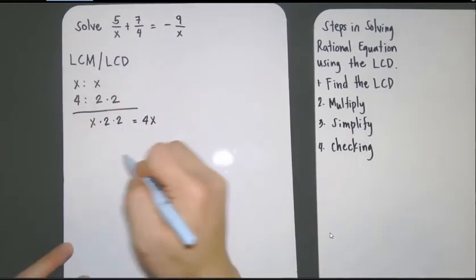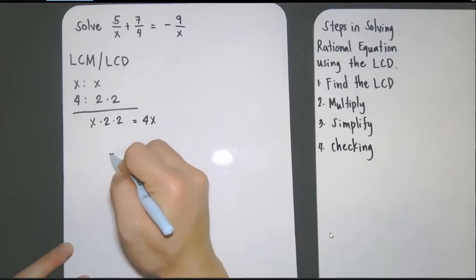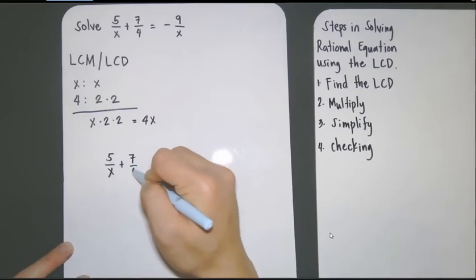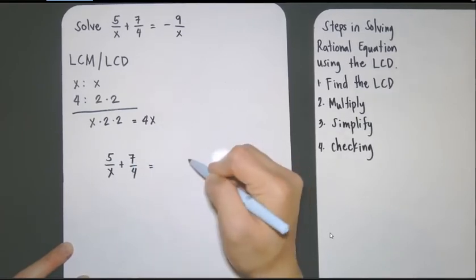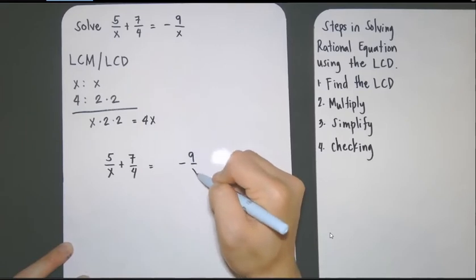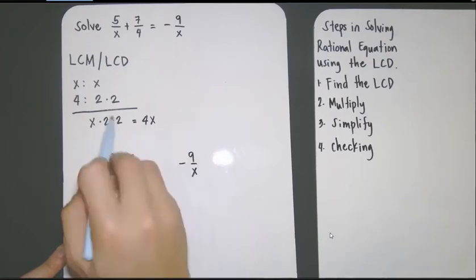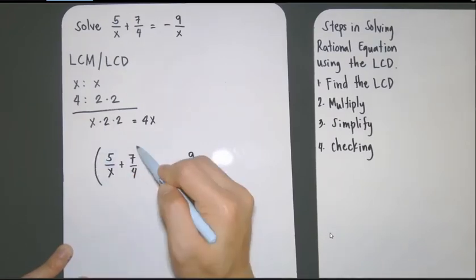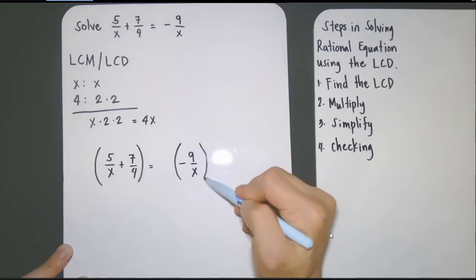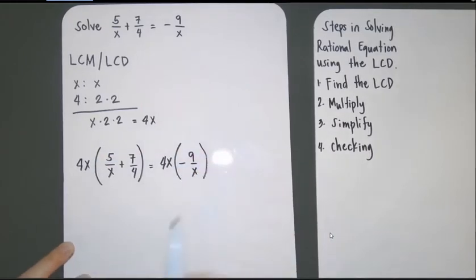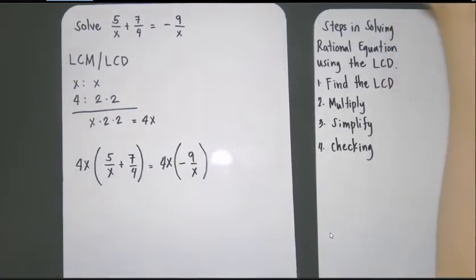Step 2 is we need to multiply both sides of the equation by the LCM. Let us copy the equation. The equation is 5 over x plus 7 over 4 is equal to negative 9 over x. So we will multiply both sides of the equation by the LCM or LCD, 4x. Here we're going to apply the distributive property.